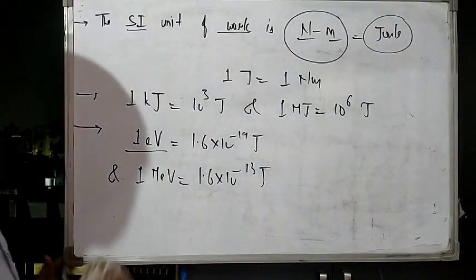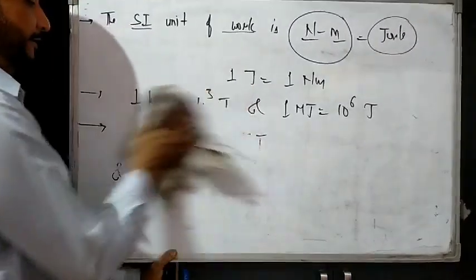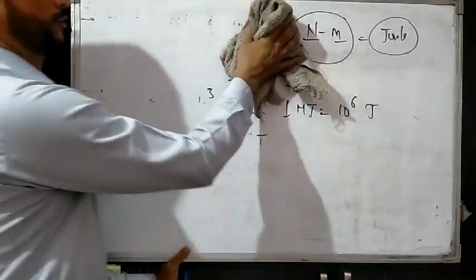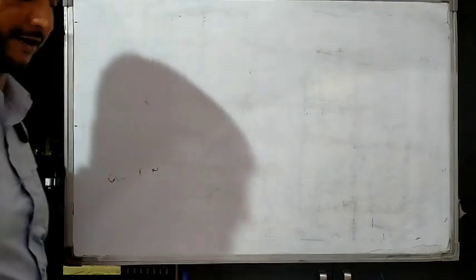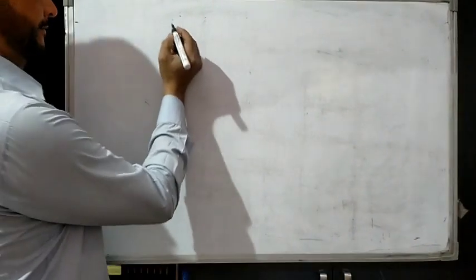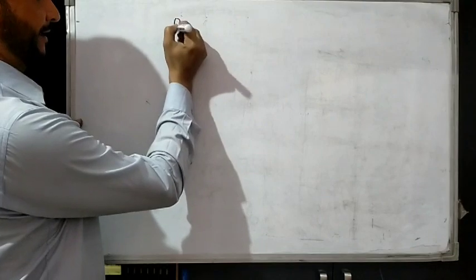Sometimes in many books you observe that work is classified. Work is a scalar quantity, but it is classified as positive work, negative work, and zero work. Let me give you another idea regarding it. Now take the previous example again.